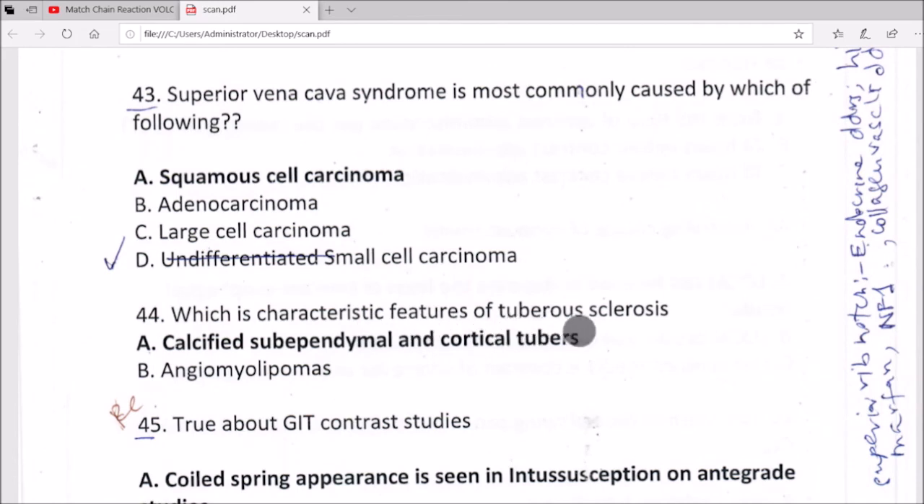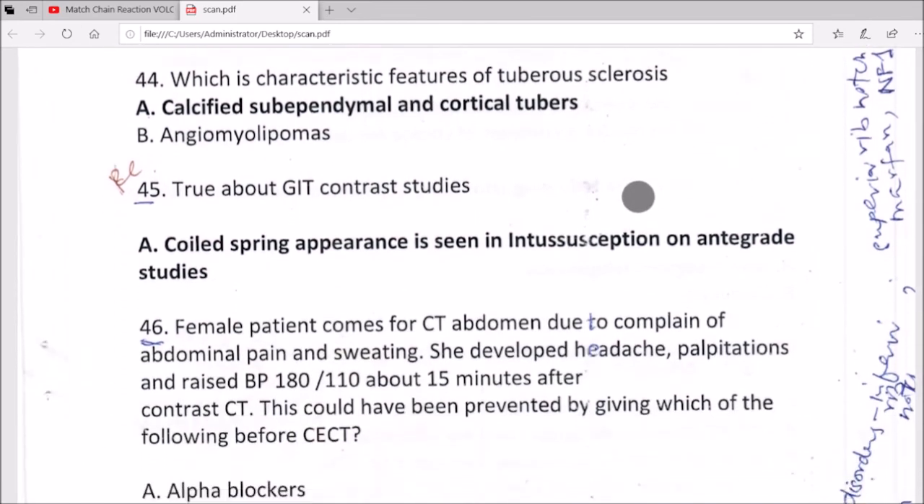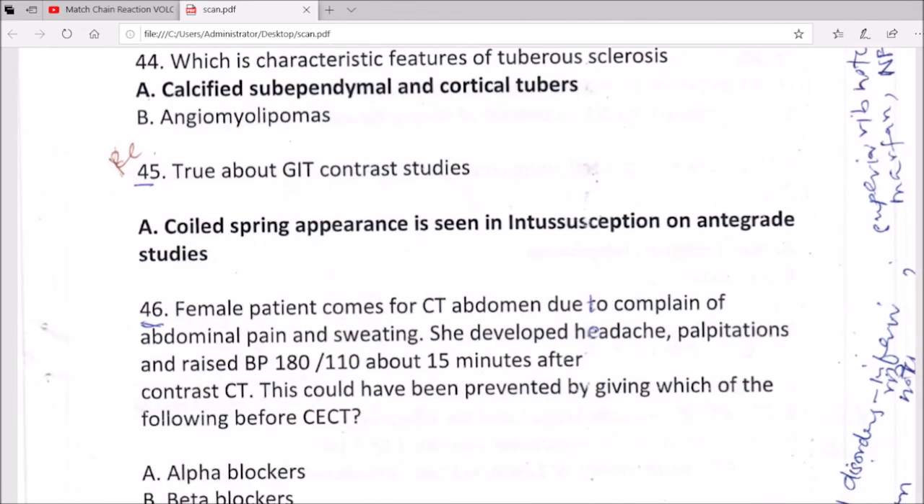Which is a characteristic feature of tuberous sclerosis? Calcified subependymal and cortical tubers. 45. True about GI contrast studies. Coiled spring appearance seen in intussusception on barium studies. Please repeat or MCQ.